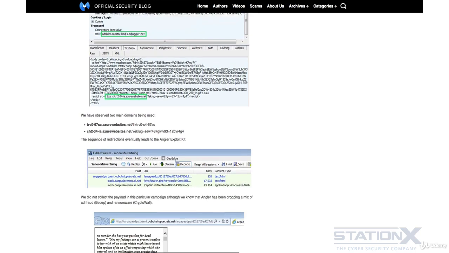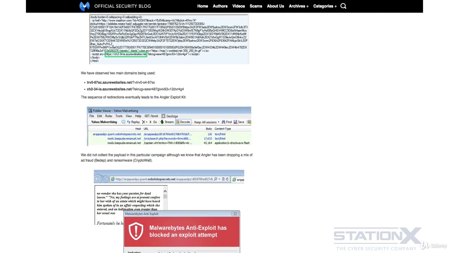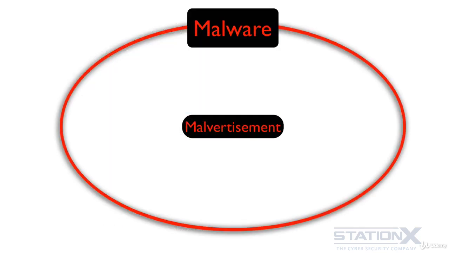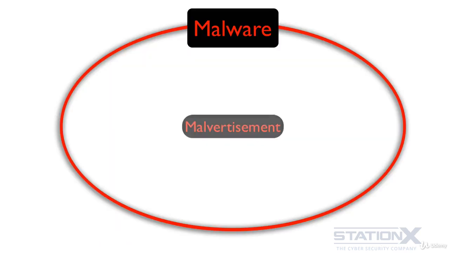Because of this chain of scripts from different changing locations, it's hard for the advertising network to know that the ad is bad. And many of these ads are placed through automated processes anyway. Sites themselves can have their own advertisement network too, such as Forbes, which also hosted malware recently. So malvertisement is a growing attack vector that you need to be aware of.